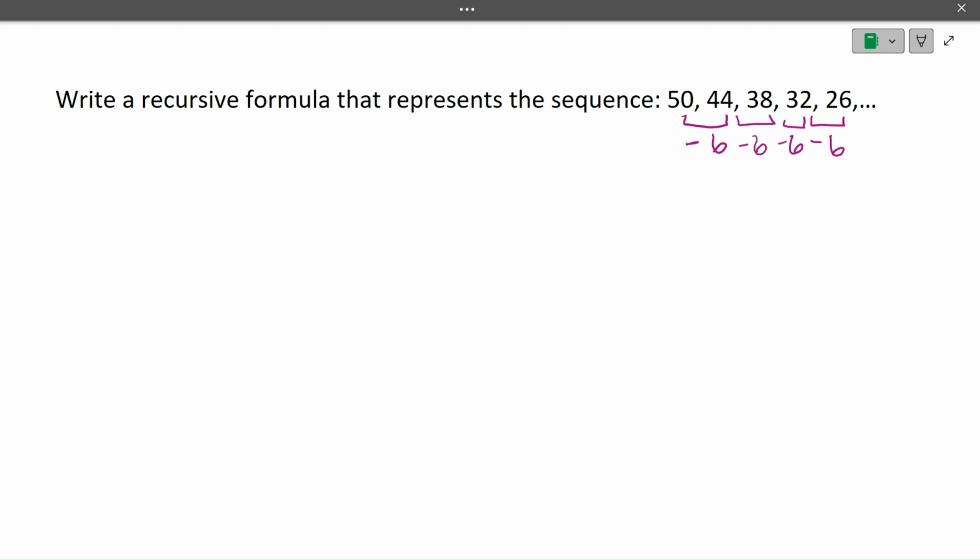So I'm going to go ahead and start by writing u sub 1 equals my first term, which is 50. Okay. And then I'm going to write my rule, which is u sub n. So you could think of this as u sub any term equals u sub n minus 1. And in this case, we're going down by 6, so minus 6. And that is our recursive formula.